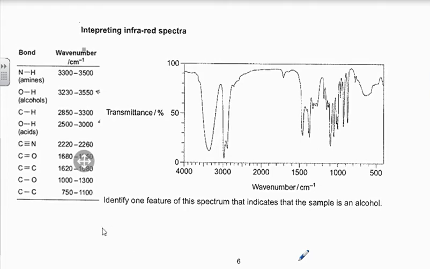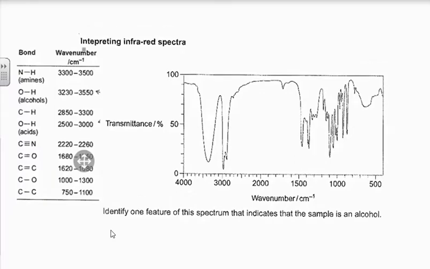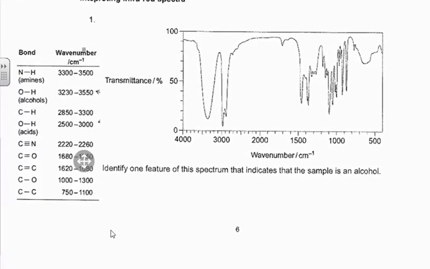Let's have a look at interpreting some infrared spectra. On the left hand side there you'll see I've included what you'll see on your data sheet, so looking at the characteristic absorptions, and from the notes here's one that tells us it's an alcohol, but let's have a look at the spectrum, see what we're meant to see from that.